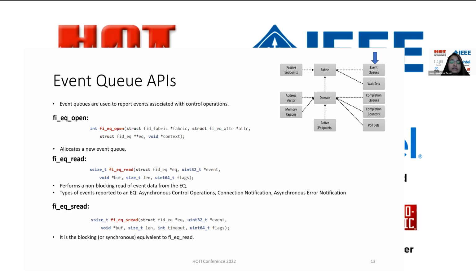The next call is fi_eq_sread, which is a blocking read call used for synchronous operations or event types. It behaves in a similar way to the non-blocking call, with the exception that the call will not return until either an event has been read from the EQ or an error or timeout notification occurs.